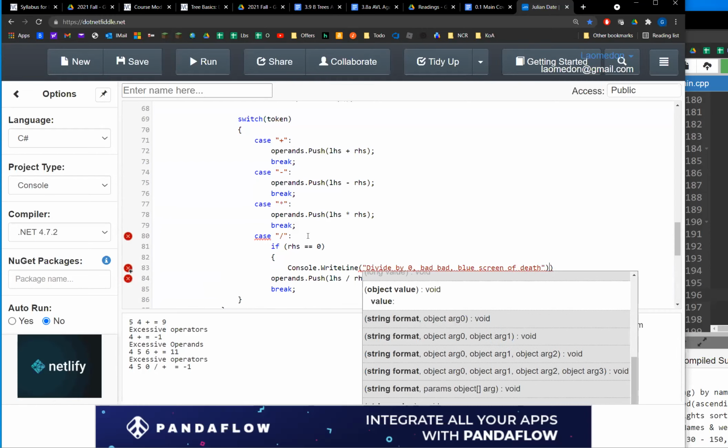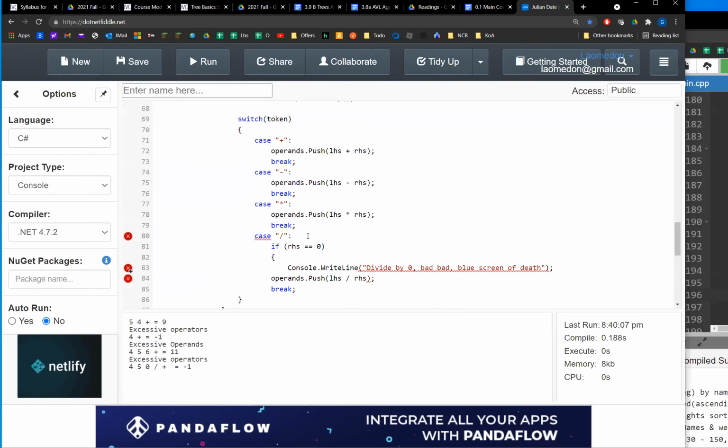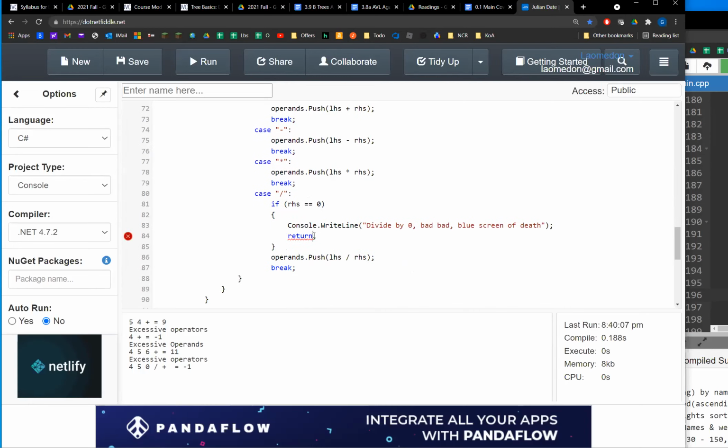Depending on the language you're running. So we don't want to do that. So just go ahead and bail out at this point and carry on. -1. All right.